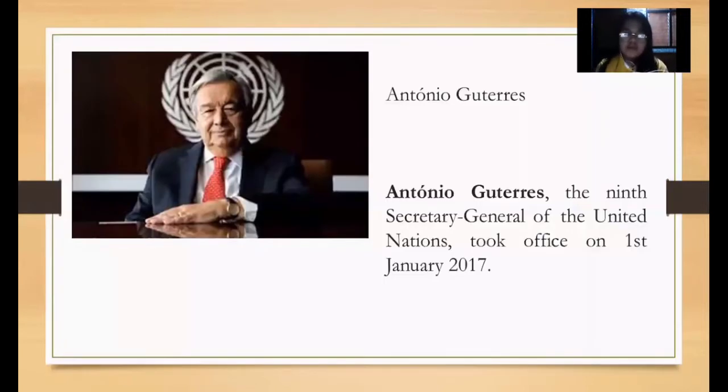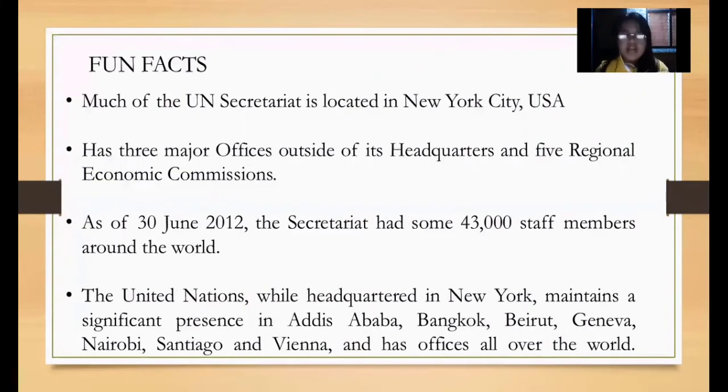So the picture naman po na nakikita niyo sa inyong screen is si Antonio Guterres, and he is the 9th Secretary General of the United Nations, and he took office on January 1, 2017. So fun facts po tayo. Much of the UN Secretariat is located in New York City, USA, and it has 3 major offices outside of its headquarters and 5 regional economic commissions.